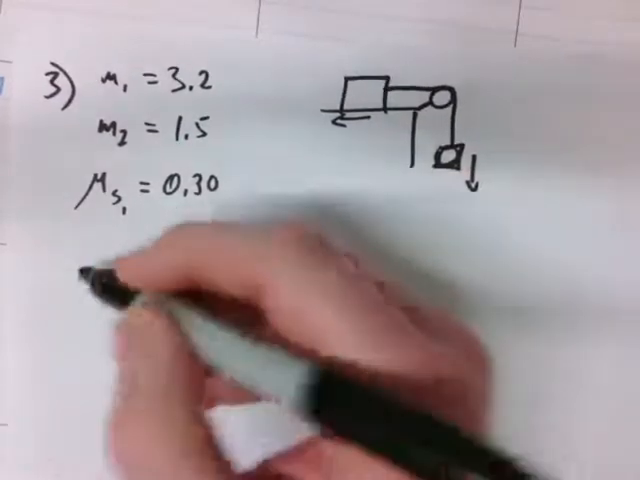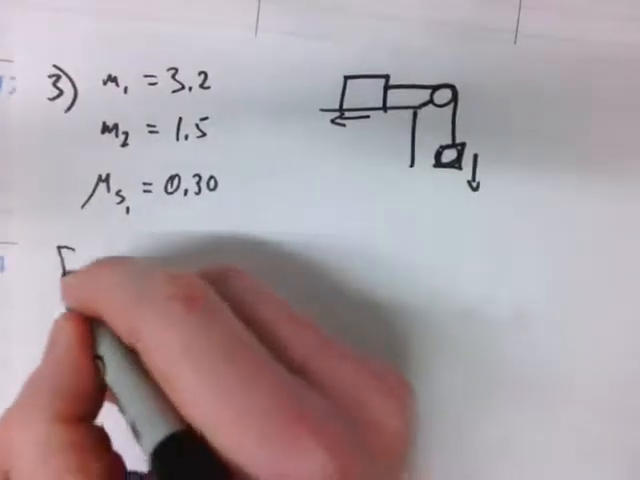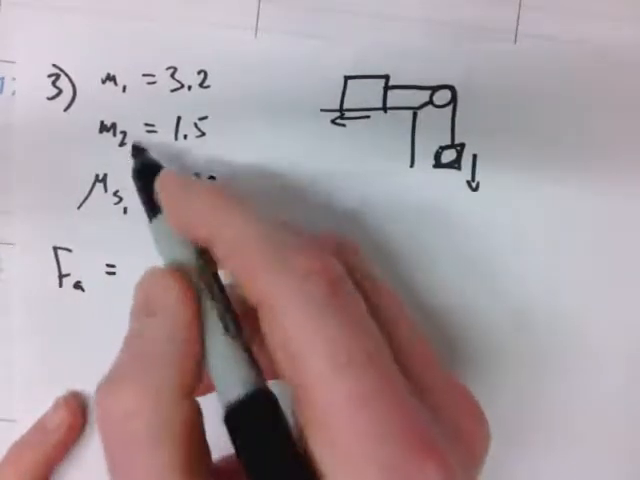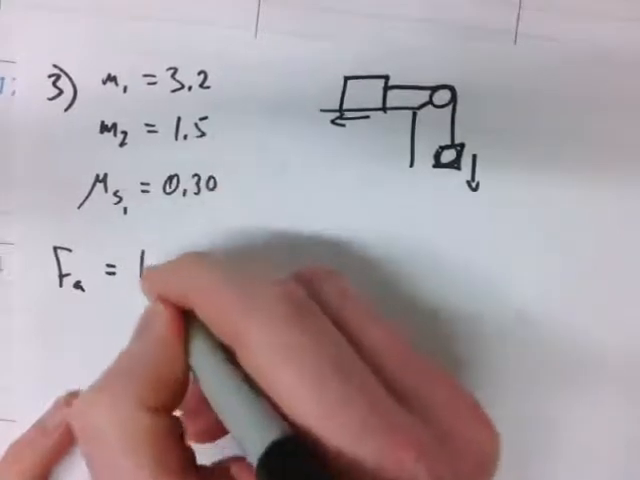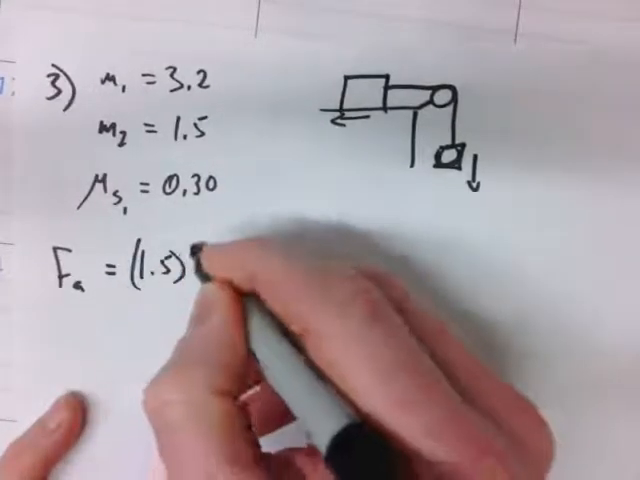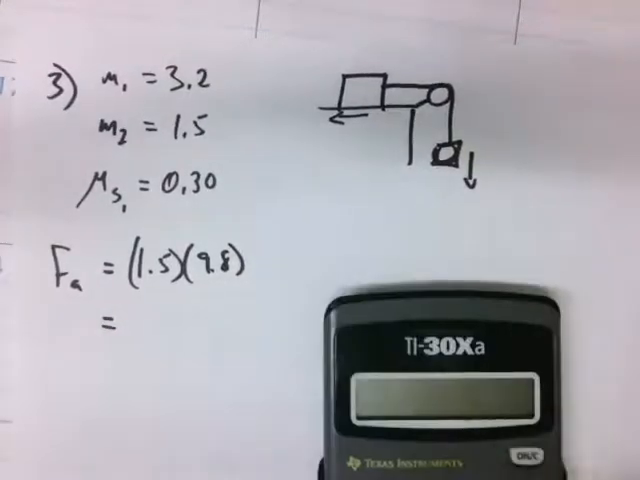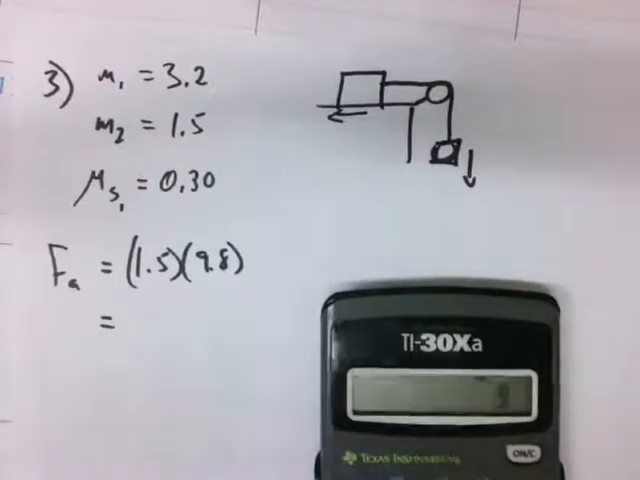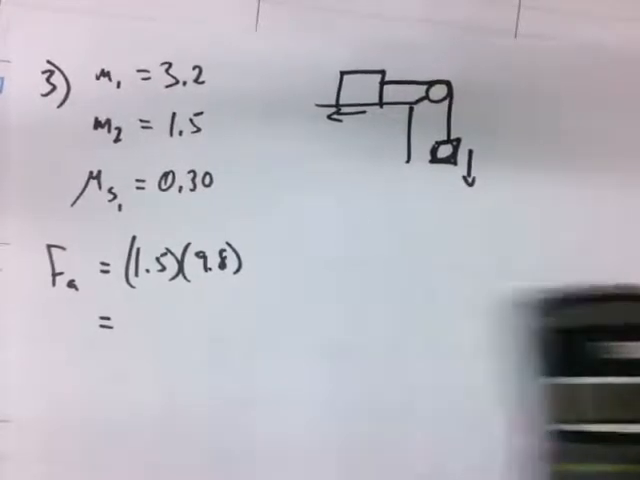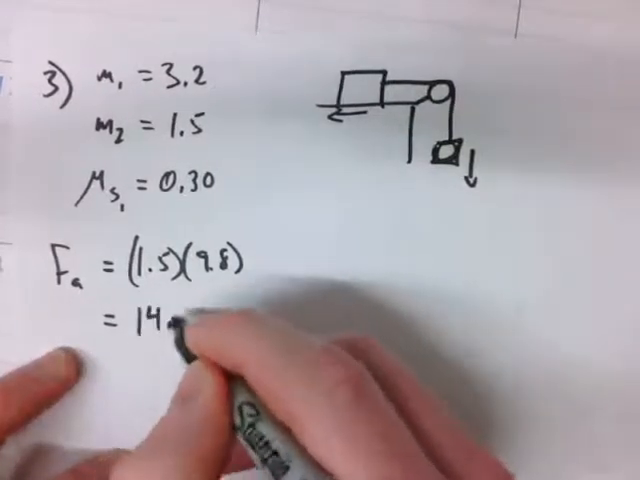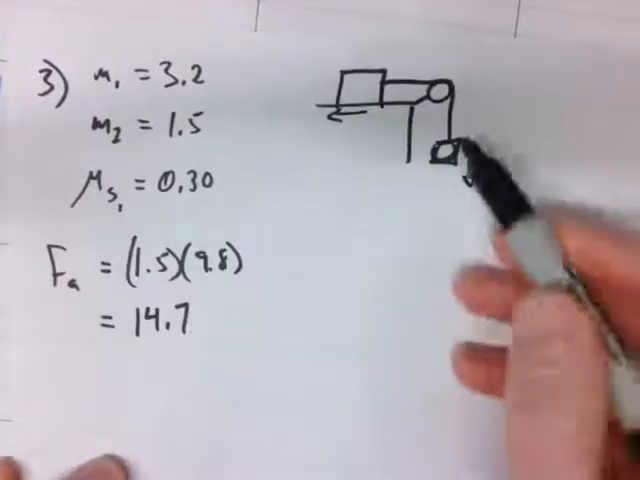So we'll say the applied force, Fa, is going to be 1.5, mass, times acceleration, 1.5 times 9.8, 14.7. So that's the force going down.